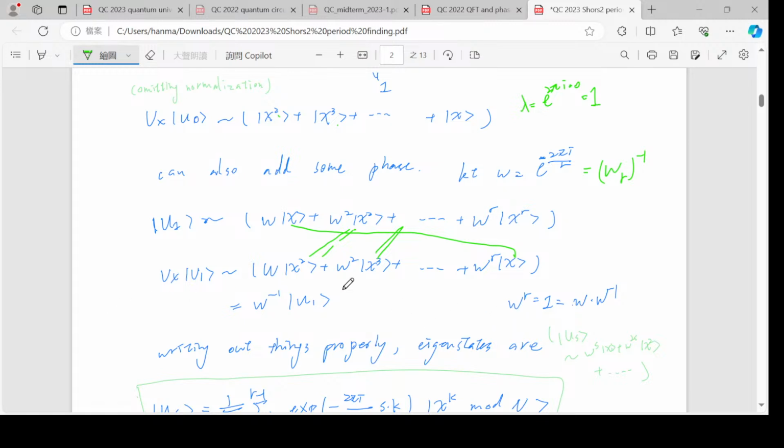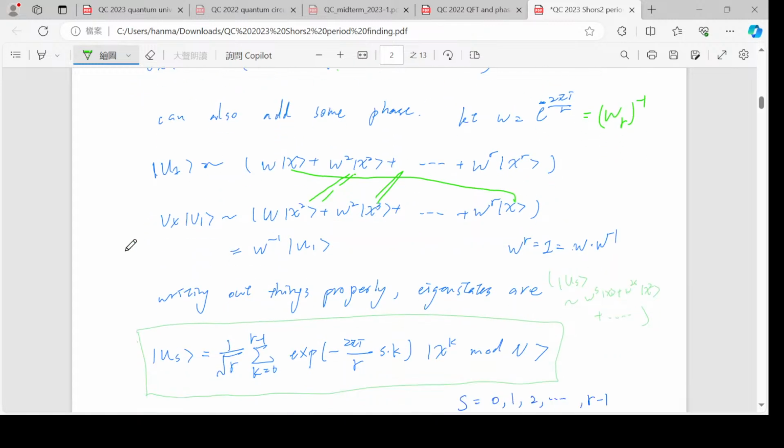So how does this compare to u1? You see the coefficient on this side is omega to the minus 1 times the corresponding coefficient. So Ux on u1 is just omega to the minus 1 times u1. It's omega and omega squared compared to omega 2, and here omega 1 is omega to the 0, so it's also omega to the minus 1 times omega.